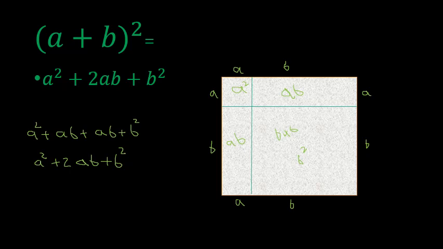So you may have the question today, why is (a plus b) whole square equal to a square plus 2ab plus b square? So in today's video, I am going to tell you how this (a plus b) whole square can be equal to a square plus 2ab plus b square. So let me have here one square.